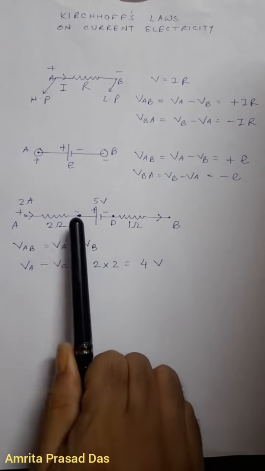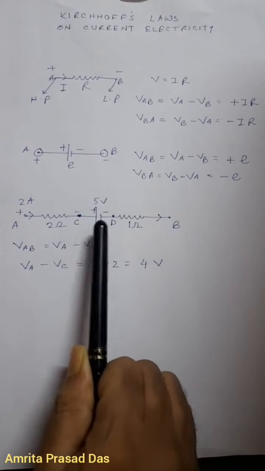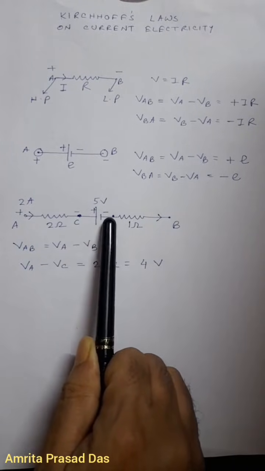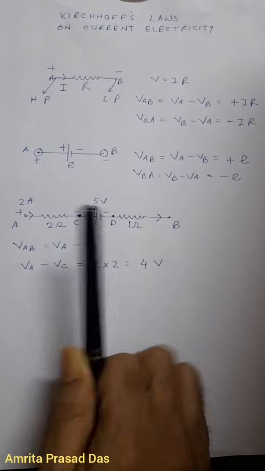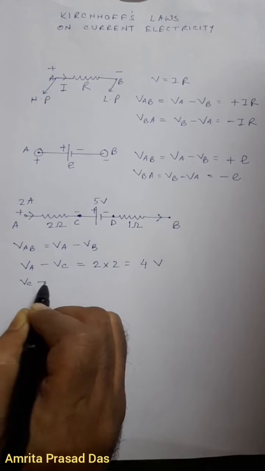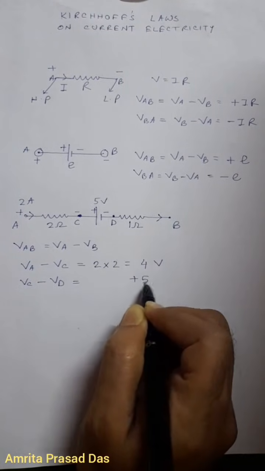But if we compare between C and D, as the positive of the battery is connected to C and the negative is connected to the point D, we can say that C is at high potential with respect to D. Therefore, VC minus VD is plus 5 volt.